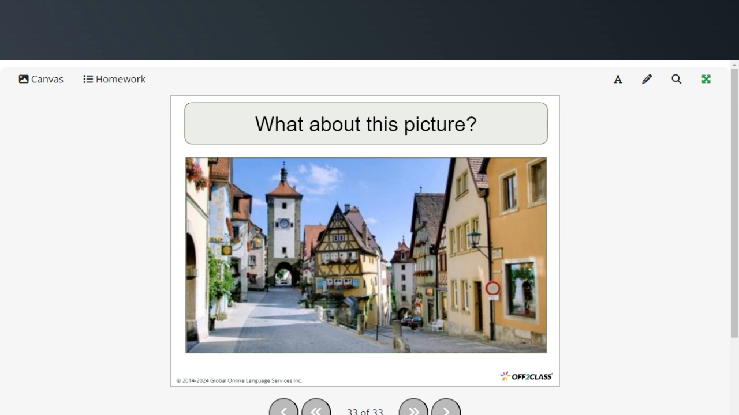Alright, and that brings us to the end of today's video. You can go back and pause the video on each of those pictures and practice describing what you see using there is, there are, there isn't, there aren't, and much, a lot of, and many.